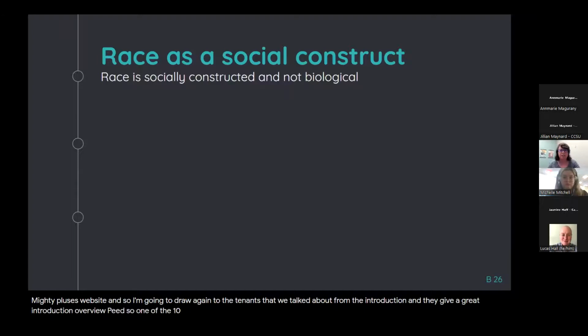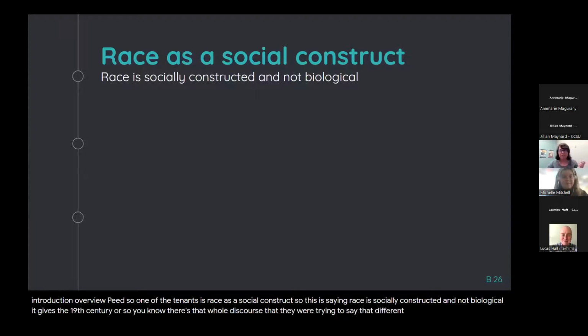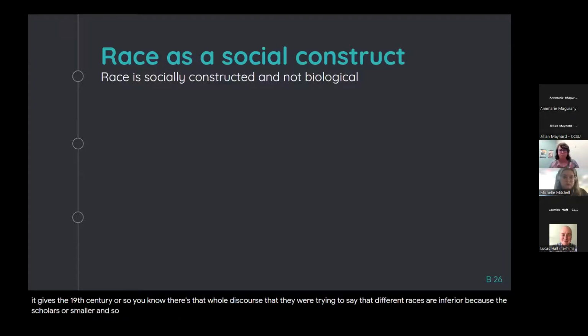So one of the tenets is race as a social construct. So this is saying race is socially constructed and not biological. In the 19th century or so, there was that whole discourse where they were trying to say that different races are inferior because their skulls are smaller, and so their brains must be smaller. The reality is that across races, humans are very similar biologically, and there's really no difference there. It was more of a social construct that would allow white to be superior over other races.